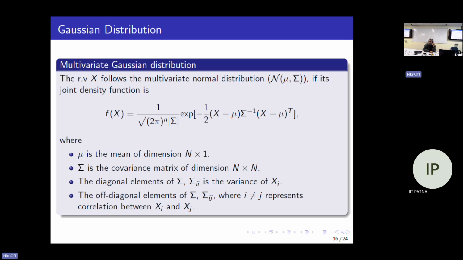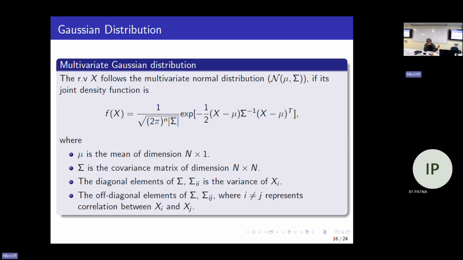Now what do the values mean? So you have a diagonal. The diagonals are actually the variances of the individual variables: variance of x1, variance of x2. And then what about the off diagonal terms? They are the correlation. If the random variables are not correlated, then the off diagonal terms will be 0. And if they are correlated, then the off diagonal terms will have some nonzero values.